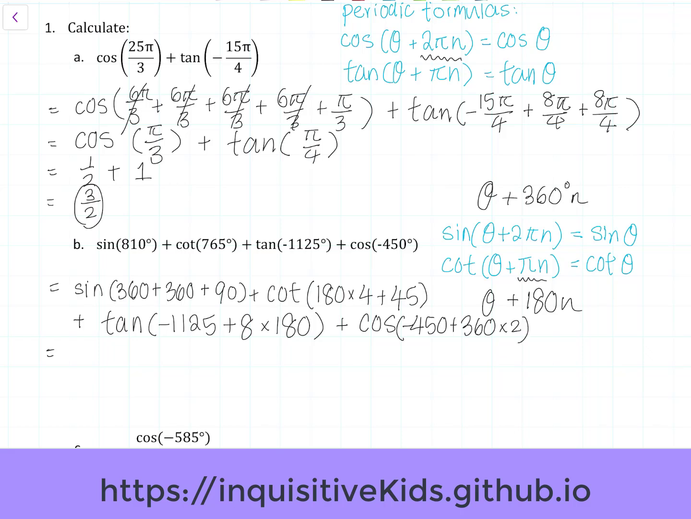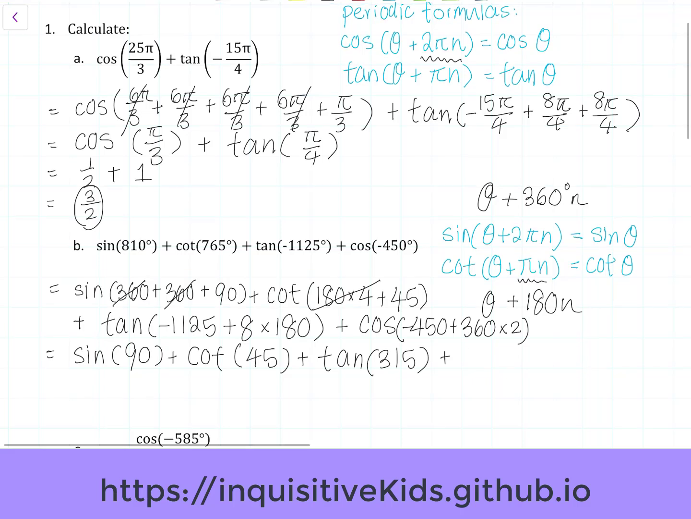Now let's simplify. Well, we know that the 360s can cancel out, and this is the same as just sine of 90 because of the periodic formula. And cotangent, well, 180s can cancel out, so we have cotangent of 45 degrees plus tangent of, simplify the expression on the inside here, and we have 315. And finally, the cosine value gives us cosine of 270.